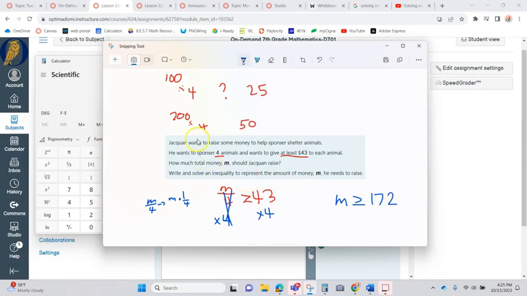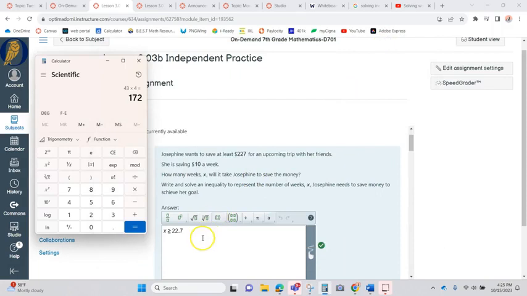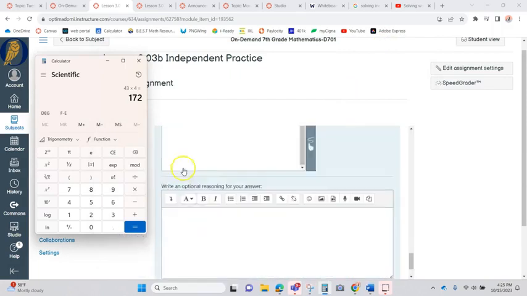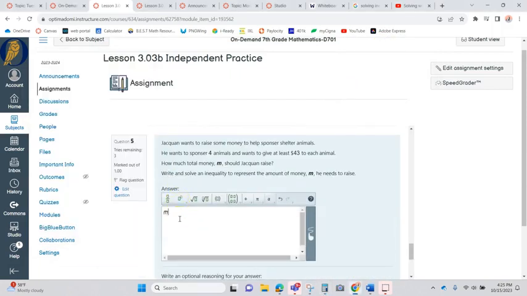So Jaquan needs to earn at least $172 so that 4 of the animals would get $43 each, at least. M is greater than or equal to 172. Let's see. M is greater than or equal to 172.